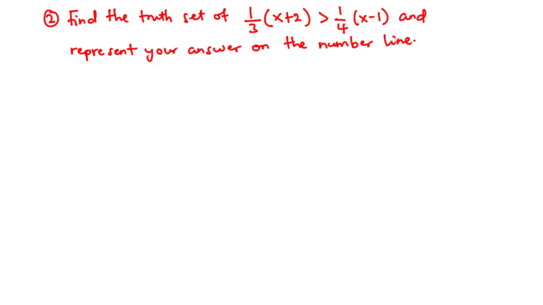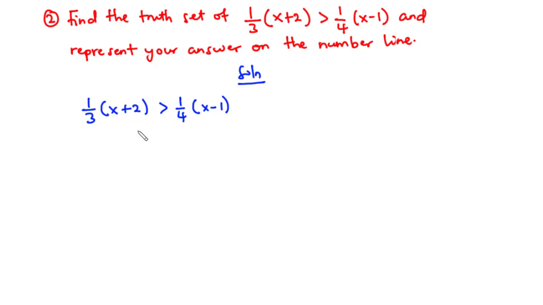For this question also, we are going to find the truth set of 1 over 3 times x plus 2 is greater than 1 over 4 times x minus 1, and we are going to represent our answer on the number line. Now in this inequality, we have a fraction. So the first thing that we are going to do is to do away with the fraction. The LCM of 3 and 4 is 12.